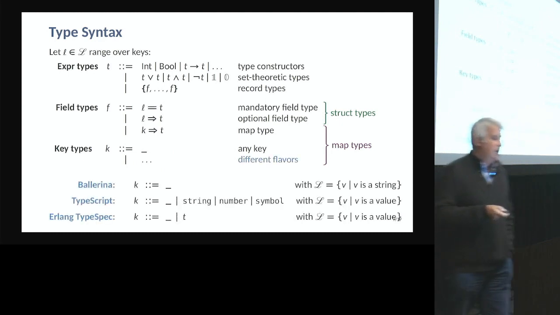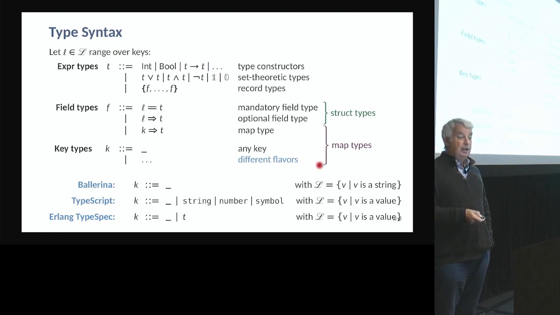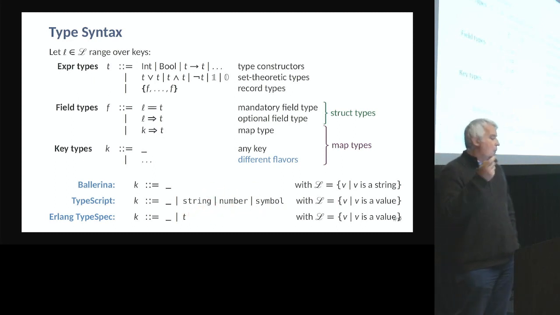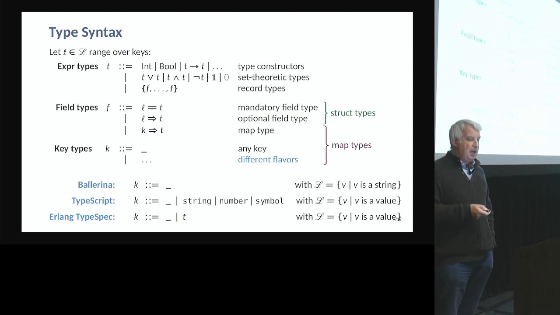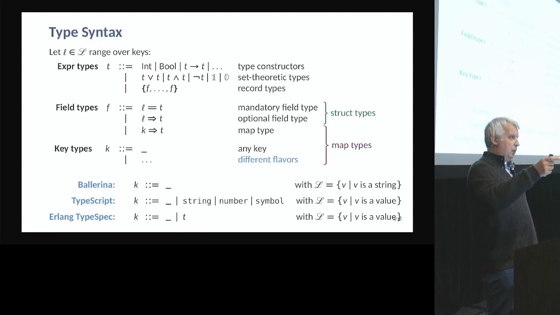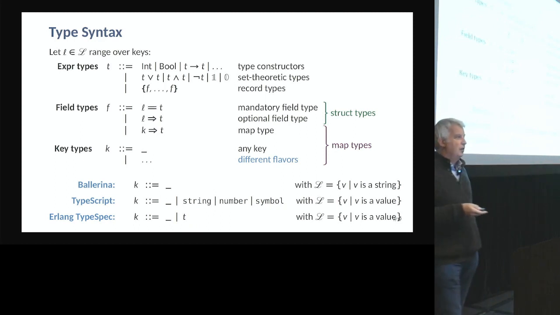For example, if you use a language like Ballerina, all the keys are string, and the map just defines that you can map a key, a string, into integer, so it maps all the strings. You cannot differentiate which strings. So it has just underscore. In TypeScript, you can define, of course, underscore, but you can say you map string into something, number into something, and symbol. And the most generic usage is Erlang type spec, where for key types, you can specify any type. So you can define a map that maps functions of type Boolean to integer into something else, even though I think it's not a very good idea.